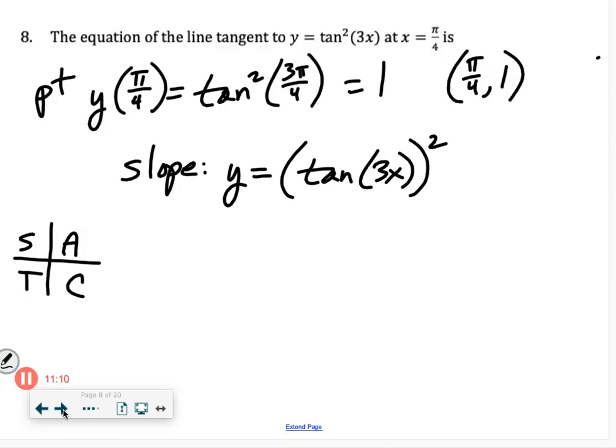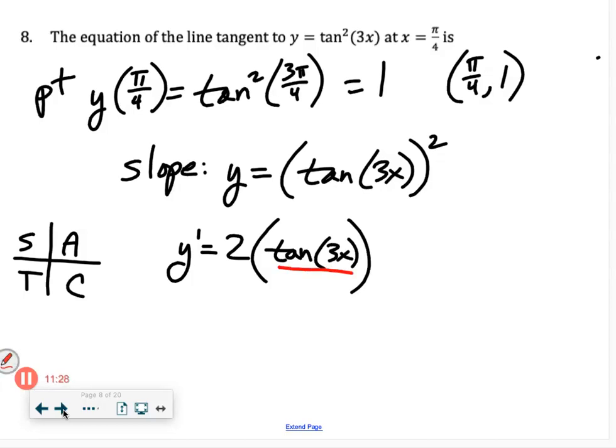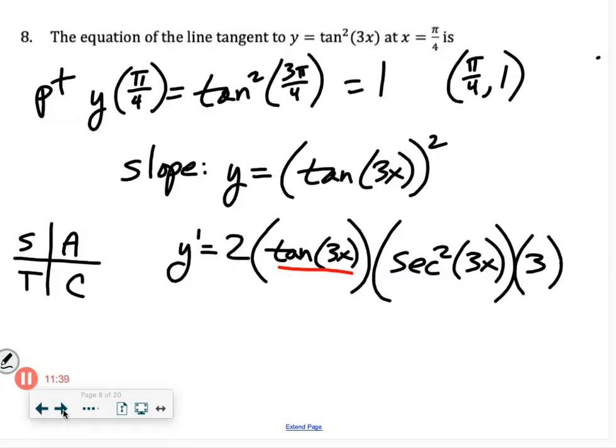Whenever you have a trig function to a power, you should always put the power on the outside because it helps you see the chain rule better, right? So our y prime would be 2 times tan 3x to the first, times the derivative of the guts, which are tan 3x, which would be secant squared 3x, times 3, the derivative of the guts.